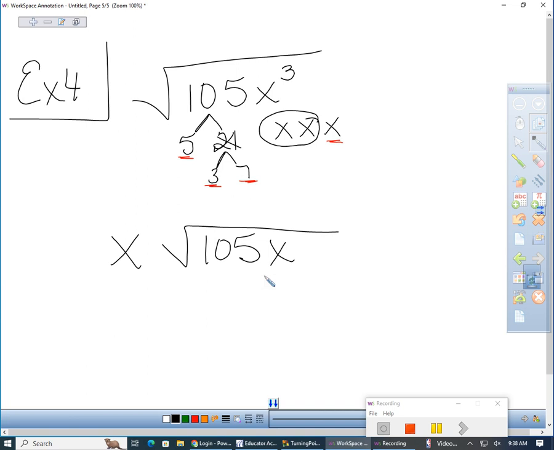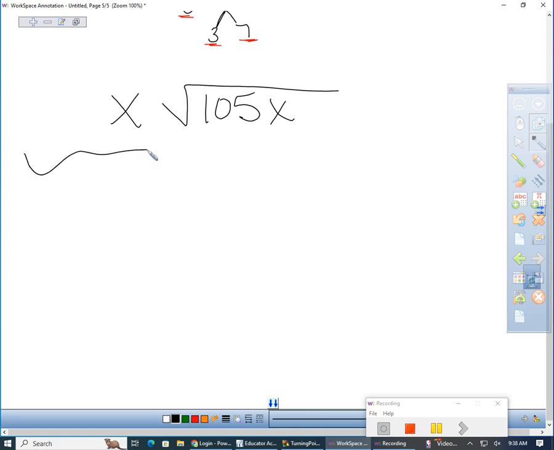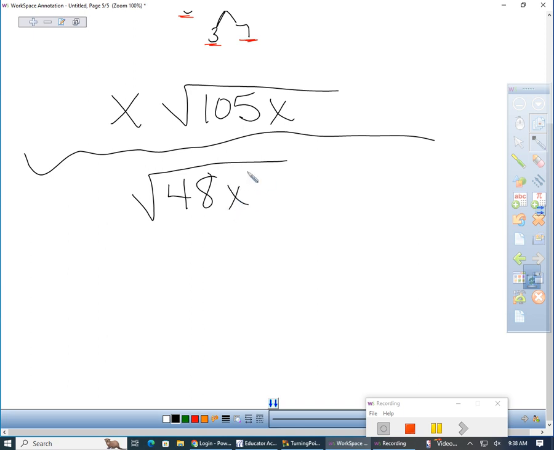All right, let's try another one similar to this one. We got to start adding some letters in because that's fun. Let's go with the square root of 48x to the 4th y squared. I like it. All right, 48.